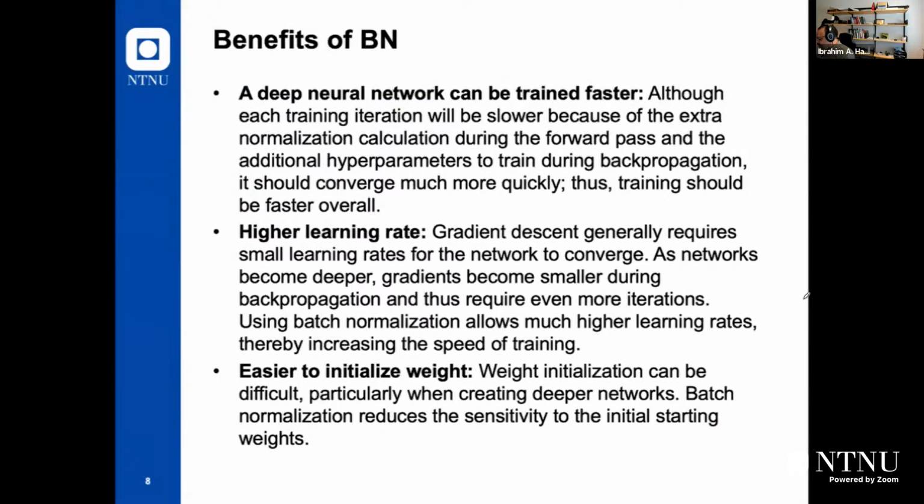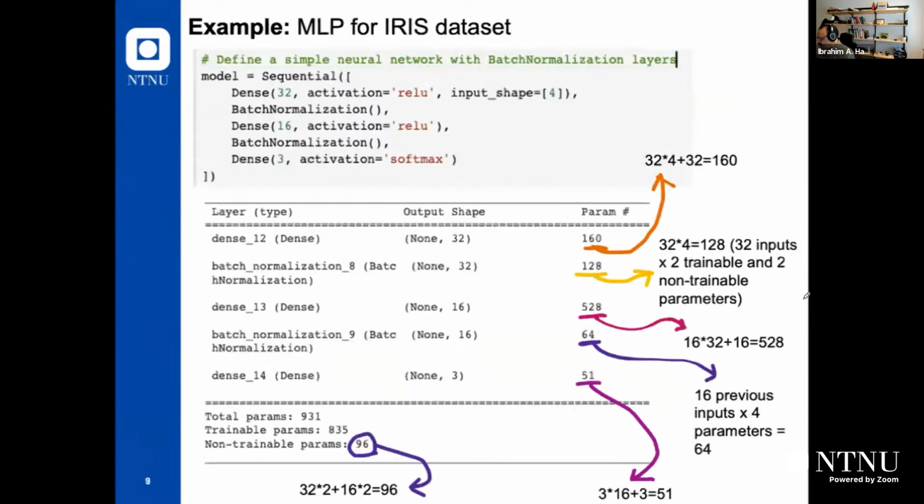Higher learning rates: gradient descent generally requires small learning rates for the network to converge. As the network becomes deeper, the gradient becomes smaller. Anyway, when you are using batch normalization, you can use higher learning rates without risking overfitting. And it's easier to initialize weights. Those are the advantages and the disadvantages of this one.